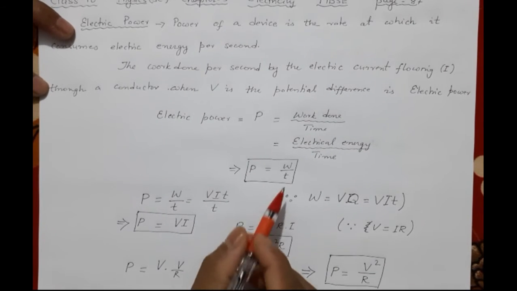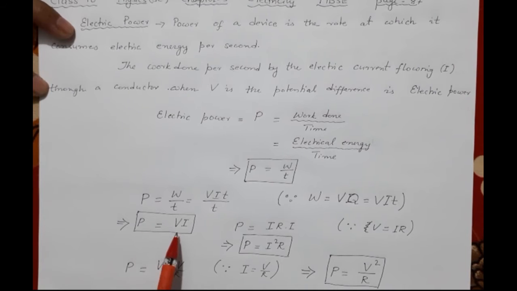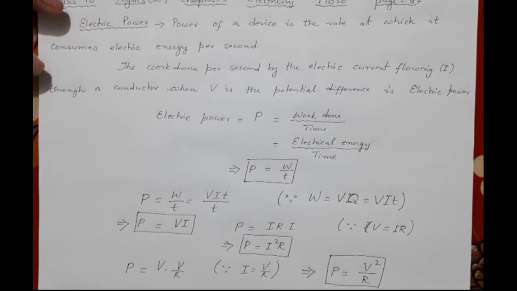So this way we get several expressions of the same thing, power. P can be written as W by T, work done by time. P can be written as potential difference into current. P can be written as I square R, current square and resistance. P can be written as potential difference square by resistance. These are the expressions you can use in your numericals. So this is about power.